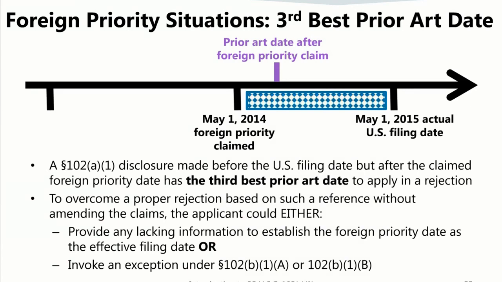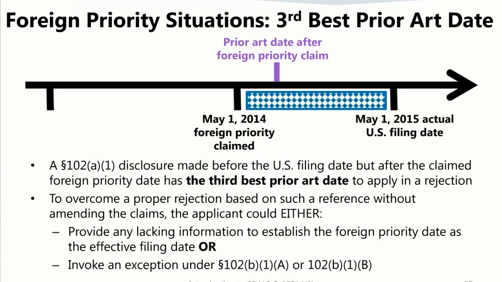However, in this case, even without perfecting the foreign priority claim, it is possible that the applicant could overcome the reference by invoking an exception under Section 102(b)(1)(A) or 102(b)(1)(B). Furthermore, it is also possible for the applicant to overcome the reference by perfecting the foreign priority claim. If applicant does that, the effective filing date for the claimed invention would shift to May 1, 2014, and the reference would not even qualify as prior art under Section 102(a)(1), since it would then be after the effective filing date for the claimed invention.